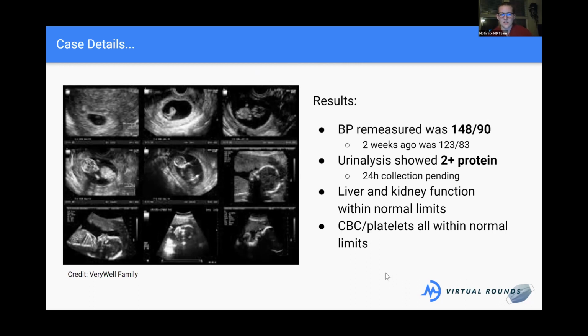Does anyone have questions at this point about the labs or the workup that we did for preeclampsia? So we can keep going, and then if anything comes up, we can always go back to it.